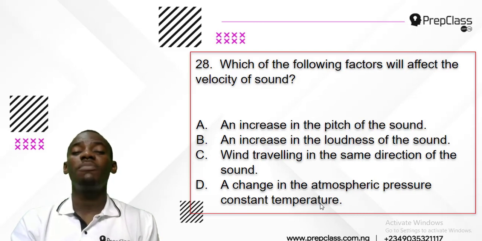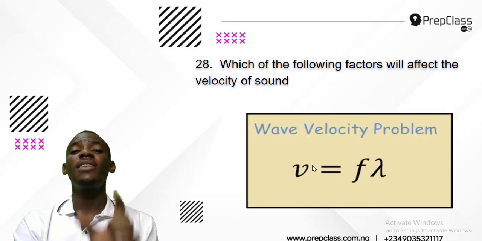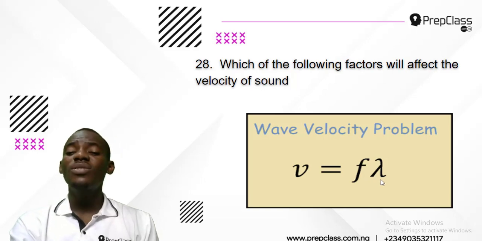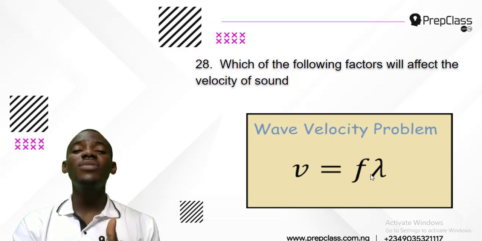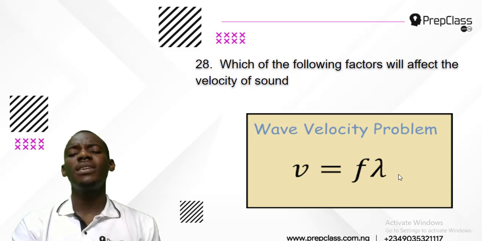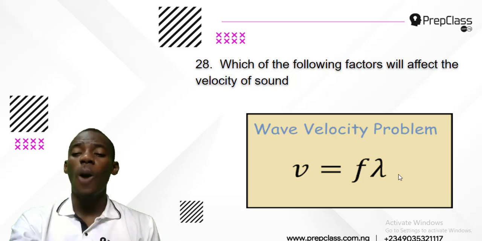Now, I wasn't expecting this, but you must know something about the formula for the speed of sound. That formula is velocity equals f lambda, where V is velocity, f is frequency, and lambda is wavelength. So the factors from this formula that will affect the speed of sound are frequency and wavelength. But this is for all waves. Now, frequency is a function of something among the options.